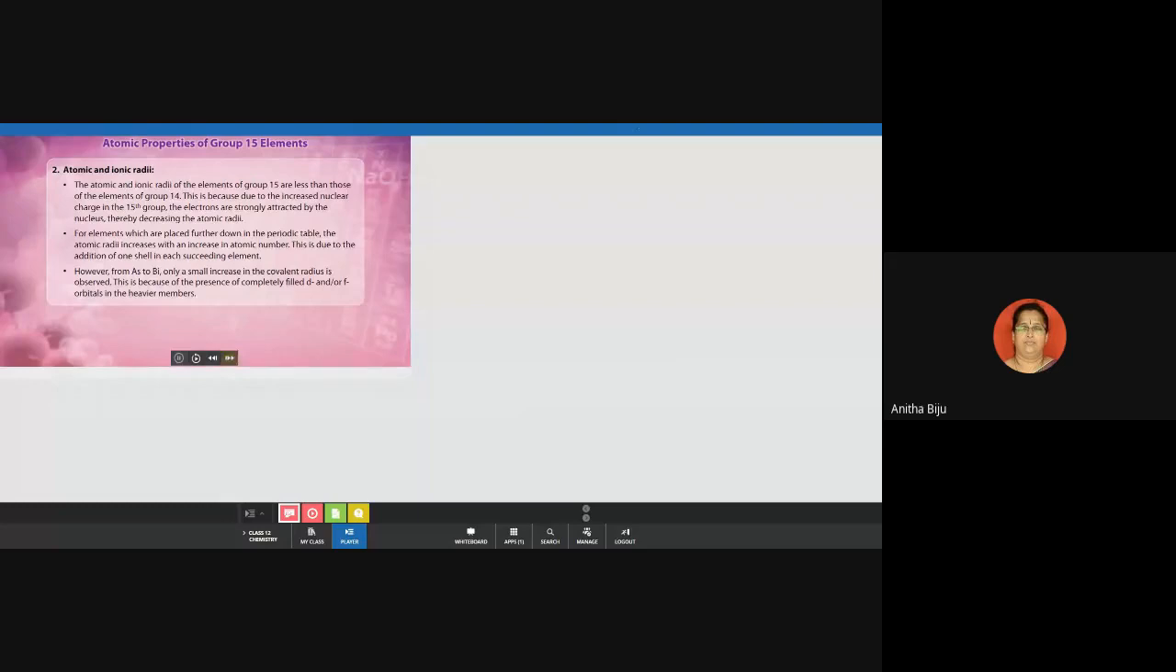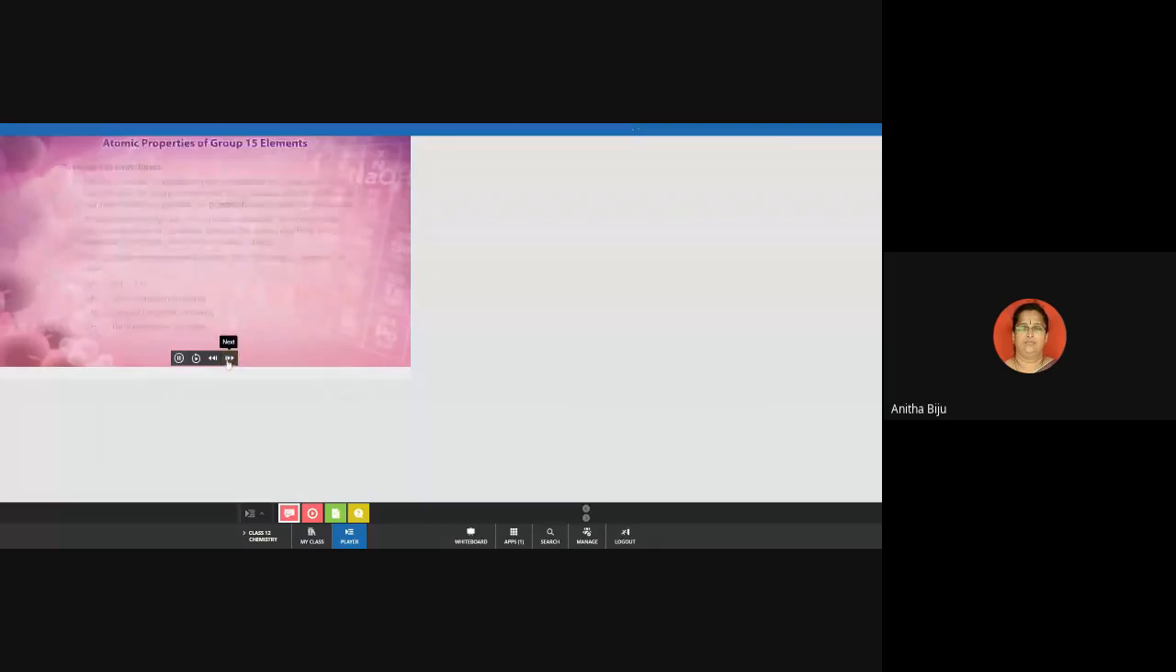The number of main energy levels goes on increasing. Because of that, atomic size increases. So these are the 3 points you have to remember. That's all related to atomic and ionic radii. Now come to the next point. Note down the points only.